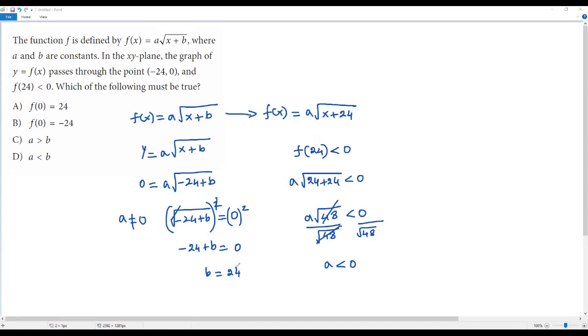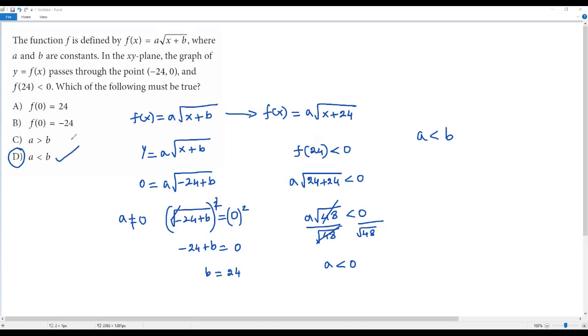Already we got the value of b, that is 24. So b is positive and a is negative. Always a negative value is less than the positive value. So the negative value a is less than the positive value b. So here we got the result a less than b. We find this result in answer choice D. So answer choice D must be correct for this question. I mean this statement a less than b must be true.